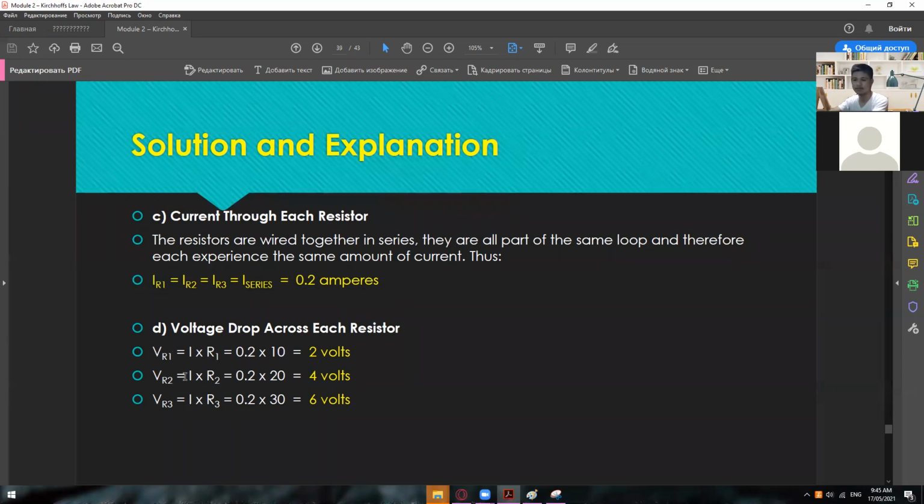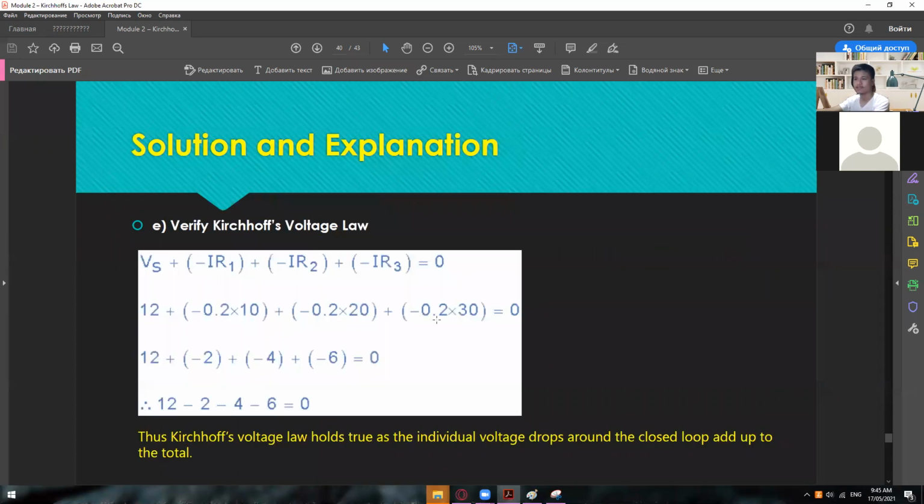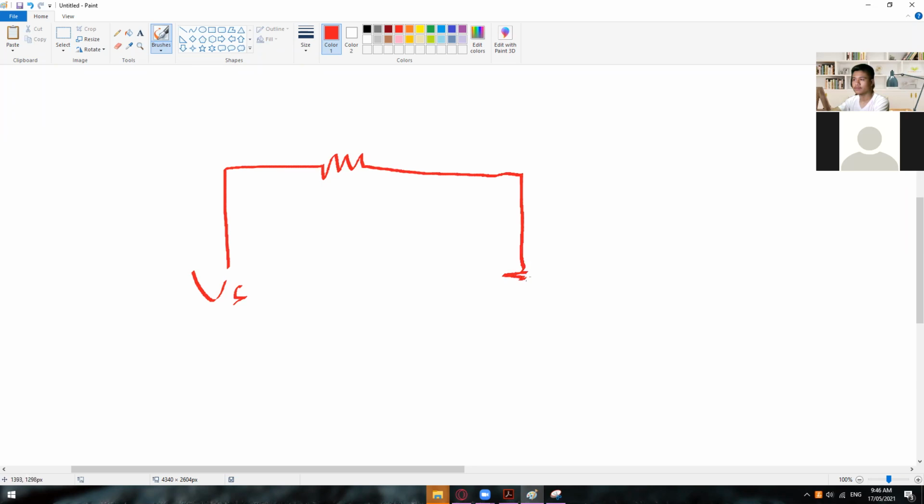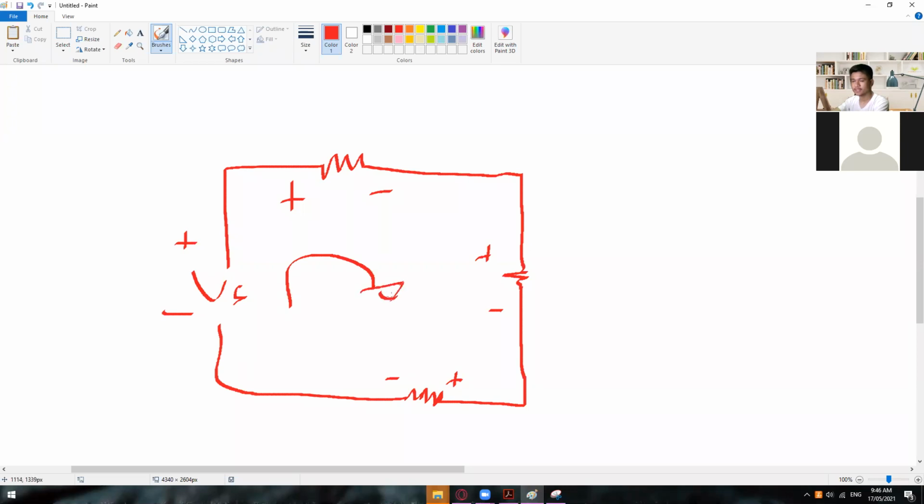And then for the voltage drop, you can use VR1 is equal to I times R1, VR2 is equal to I times R2, wherein it will give you this result. So 2, 4, and then 6. From there, we can verify that using KVL. If we are going to draw this one, we have Vs right here, another resistance, another resistance, and going back here. Positive, negative, positive, negative, positive, negative, positive, negative. So of course, you will have this kind of loop.